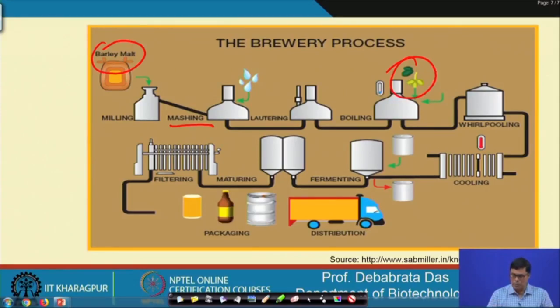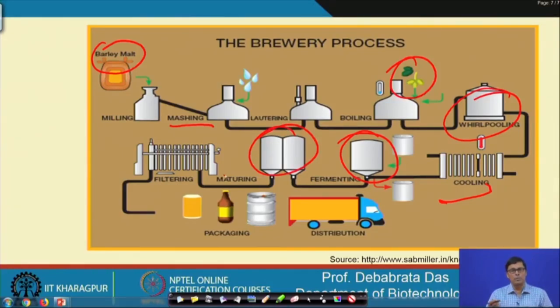Then we cool it down, because this is done by boiling, as we have to solubilize the material present in the flower. Then we cool it down and pass it through the fermentation process. Now before we put it to the fermentation process, we should ensure that the sugar concentration is maintained, and then after the fermentation process we pass it through maturation.